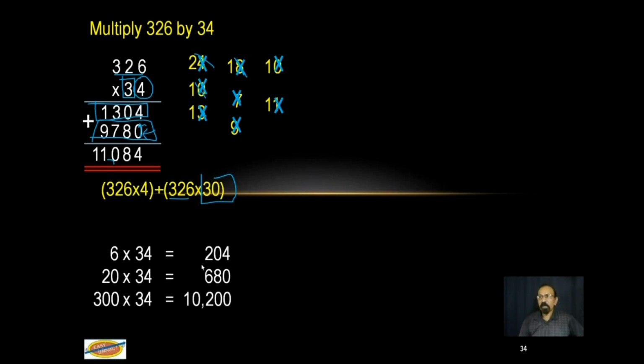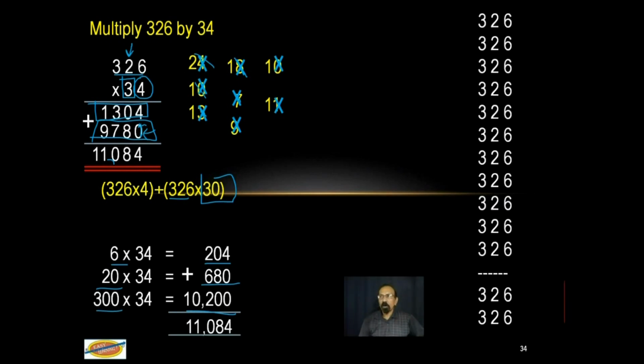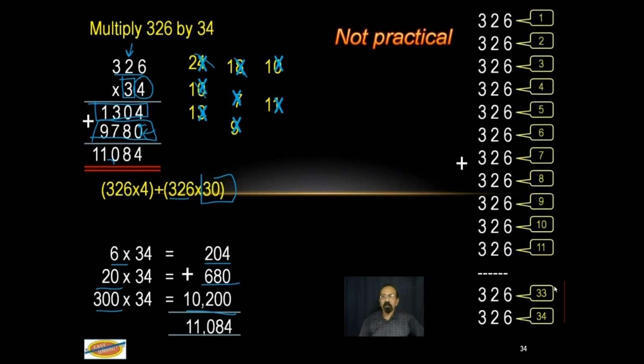Another way to look at that is multiply 34 by 6 and we get this. Then multiply 34 by 20, because this 2 is in the tens position, and we get that. Then multiply 34 by 300, because that 3 is in the hundreds position, and you get this. And you add all of those, and you will get back the same 11,084. Or you could add 326 34 times, and you will get back the same 11,084.